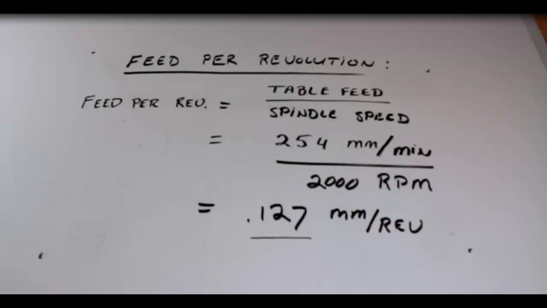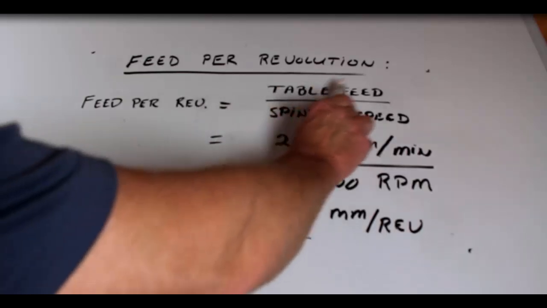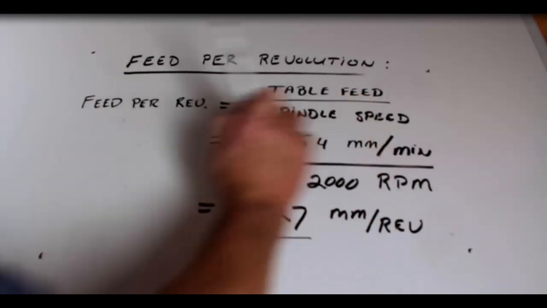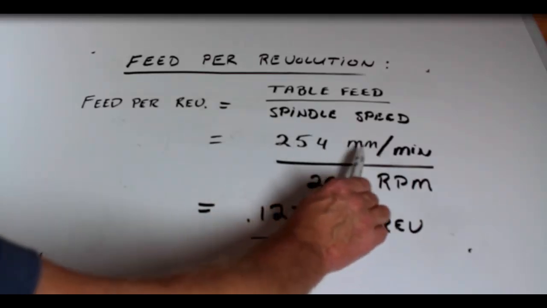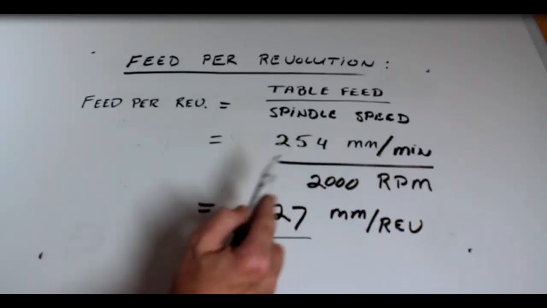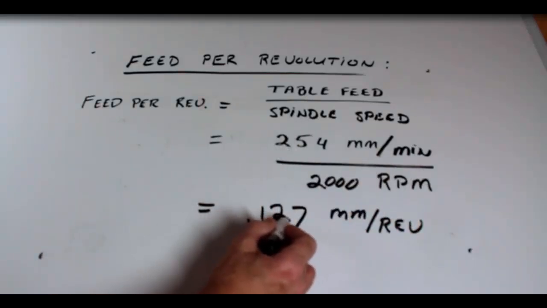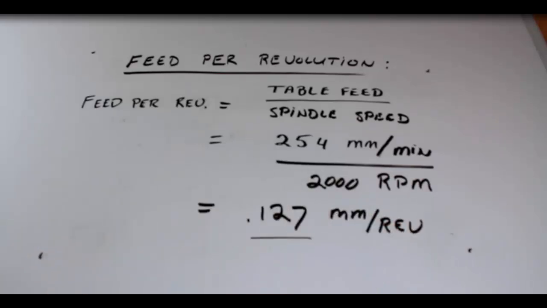The first formula I want to cover is the feed per revolution. The formula here is feed per rev equals the table feed divided by the spindle speed. For this example, we're going to use 254 millimeters per minute divided by 2000 RPM. That gives us 0.127 millimeters per rev. So every time the spindle turns one revolution, the tool moves forward 0.127 millimeters.